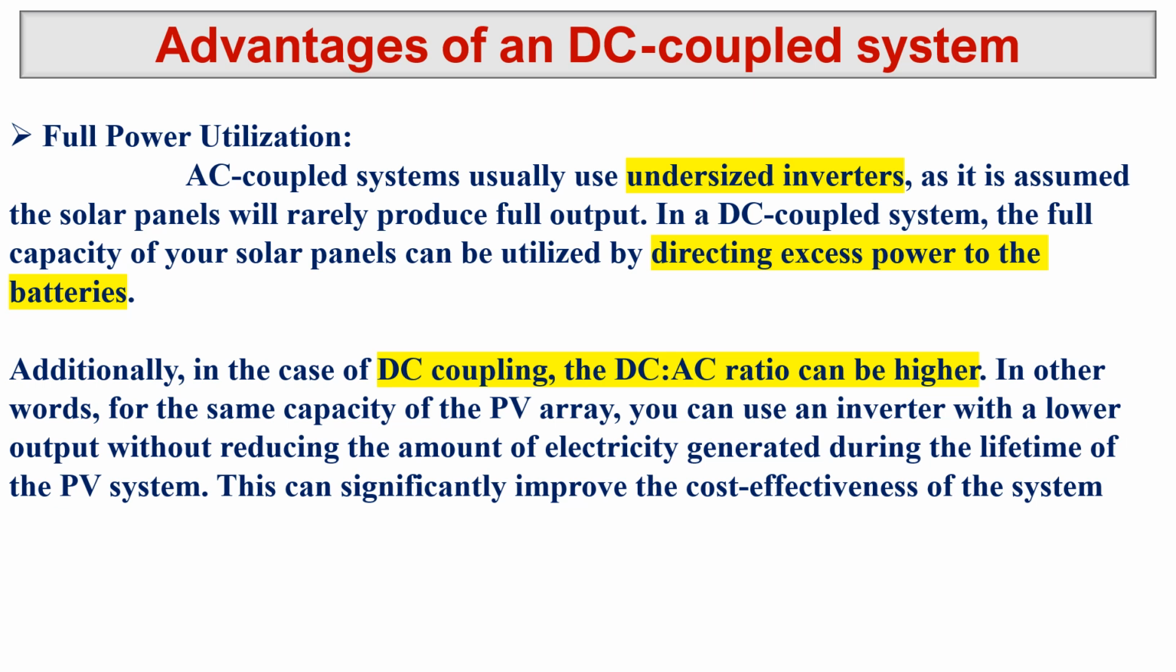In a DC coupled system, the full capacity of the solar panels can be utilized by directing excess power to the batteries. In a DC coupled system, all the power produced by the solar panels is stored in the battery, so that it is fully utilized. Additionally, in the case of DC coupling, the DC to AC ratio can be higher. In other words, for the same capacity of the PV array, you can use an inverter with a lower output without reducing the amount of electricity generated. So the DC to AC ratio is high.